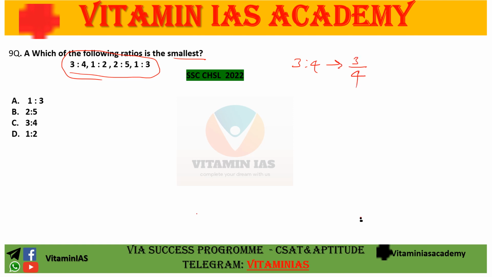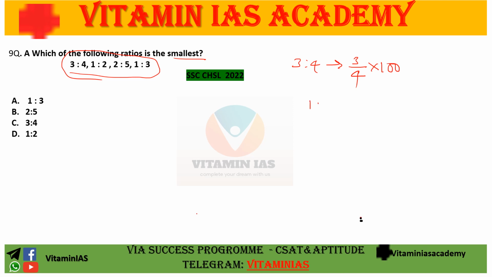I already told you in the initial classes, 3 is to 4, just multiply with 100 and you will get the answer. So 3 is to 4 becomes 3 by 4 into 100. If you want to know which one is the largest and which one is the smallest, then we have to multiply with 100. Then easily we will get it.